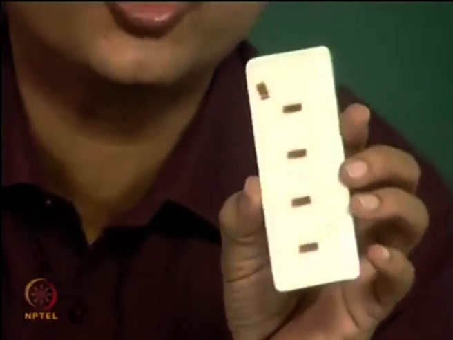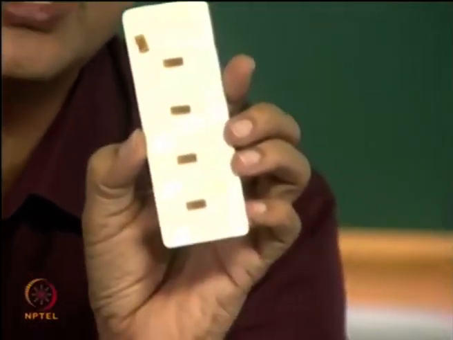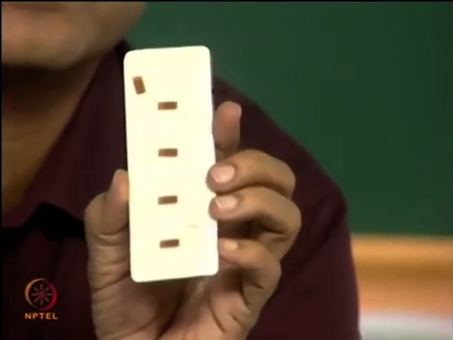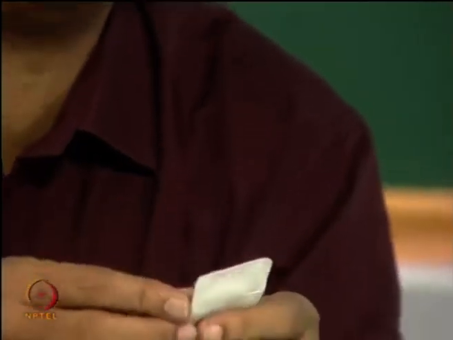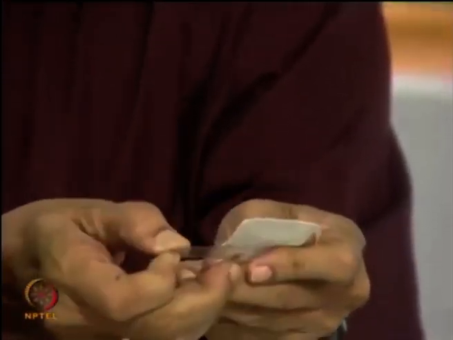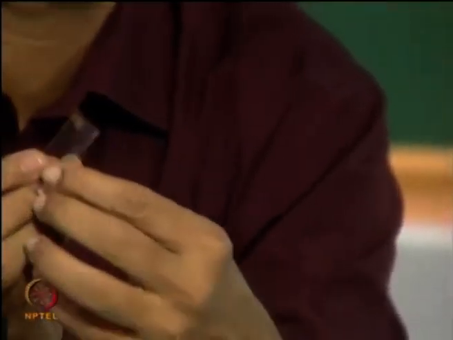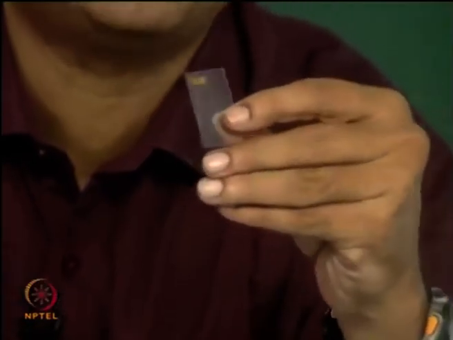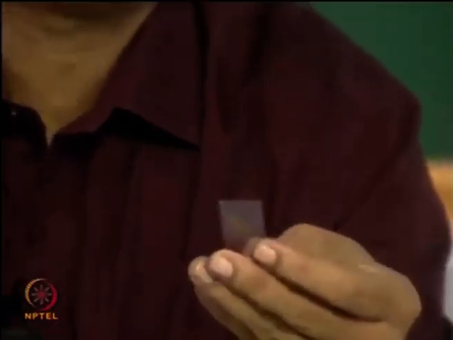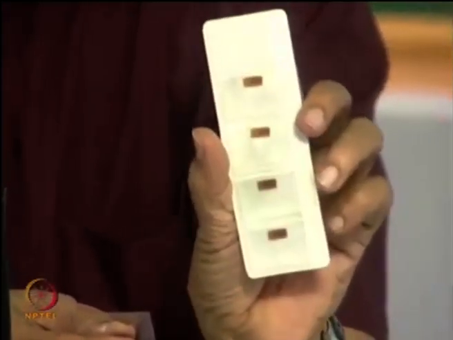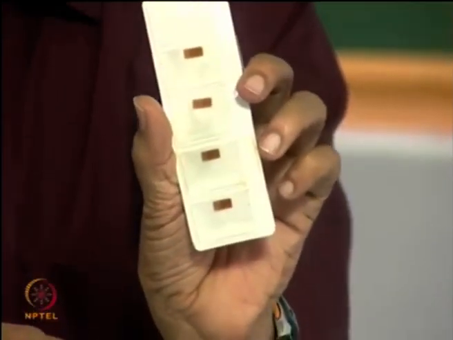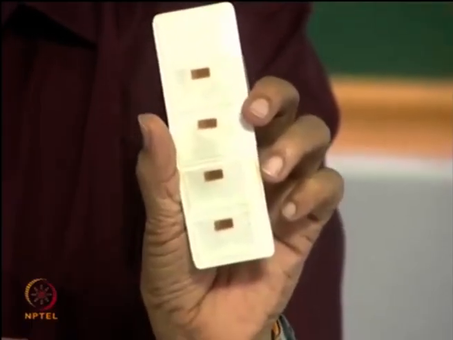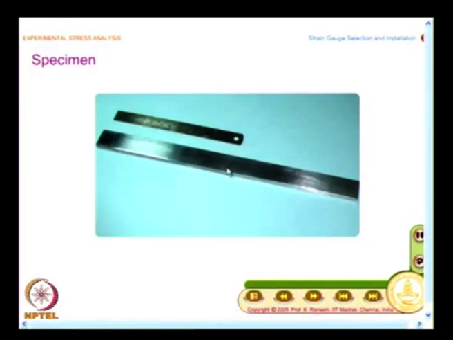So, all this shows how important a strain gauge is, and each strain gauge is available in a packet like this. You have an acetate cover. We will see how to open it later. The manner in which the strain gauge is packed shows how important and expensive and delicate the strain gauge is. And we are going to take a simple cantilever beam for us to do the strain gauge bonding.